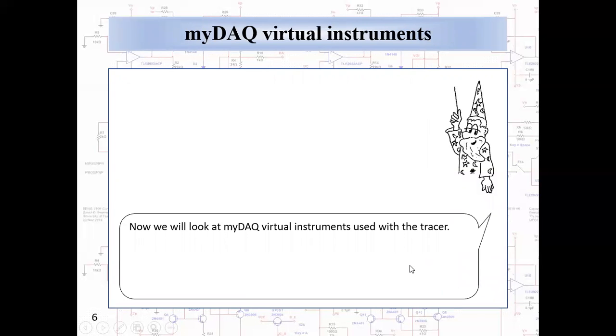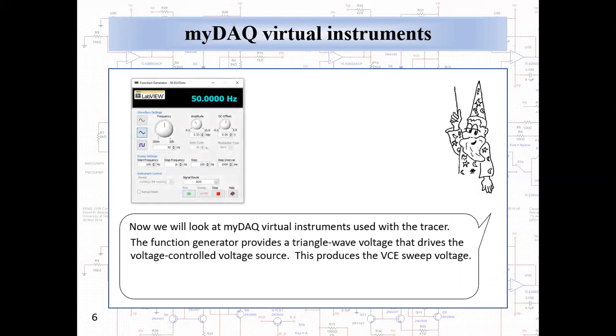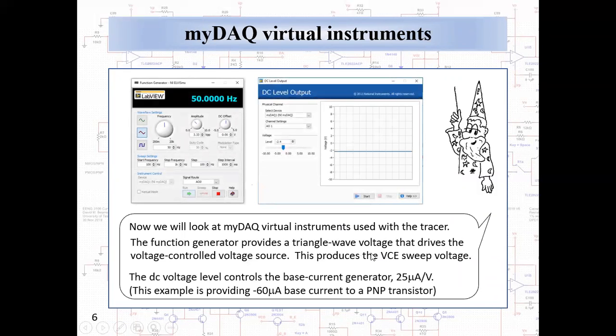Now let's look at the myDAQ virtual instrument programs that are used with the tracer. This is the function generator, and it provides that triangle wave voltage that drives the voltage-controlled voltage source to produce the collector to emitter voltage sweep. The DC level controls the base current generator, which has a transconductance of 25 microamperes per volt. In this case, the DC level is set to minus 2.4 volts. It's providing minus 60 microamperes base current to, in this case, the 2N3906 PNP transistor.